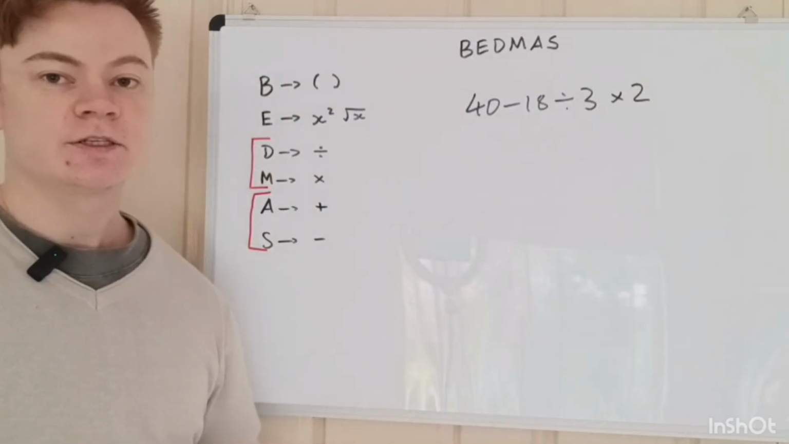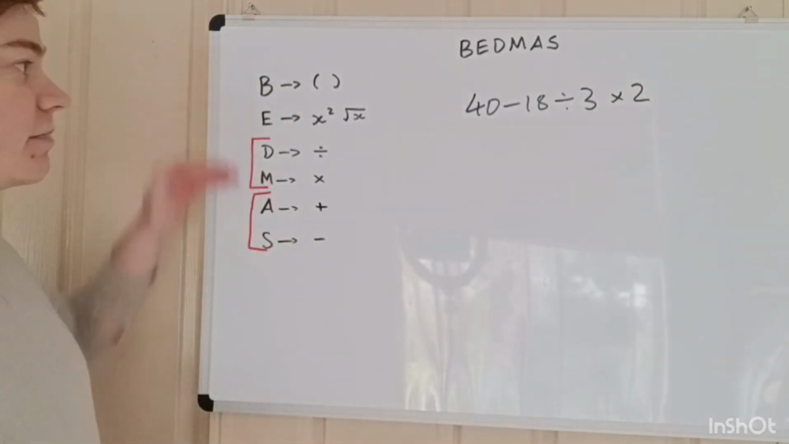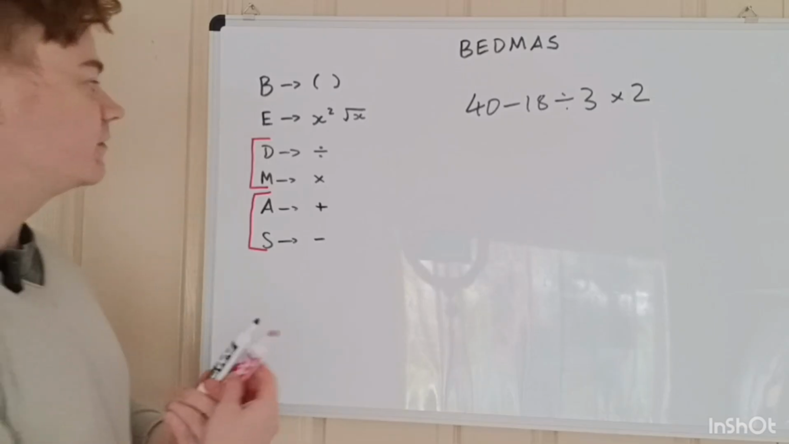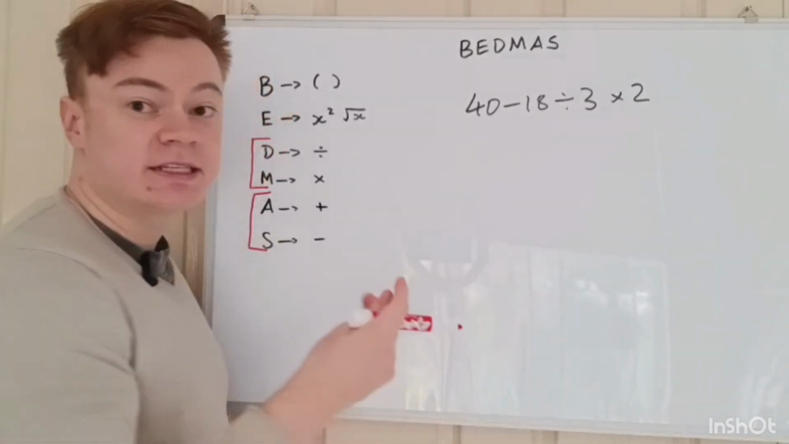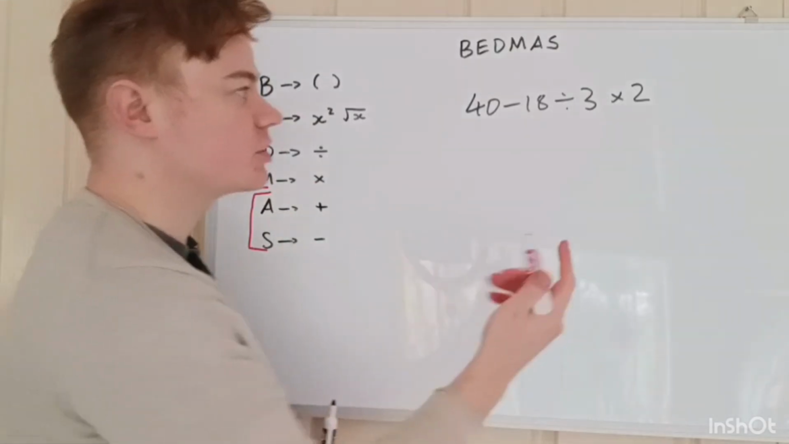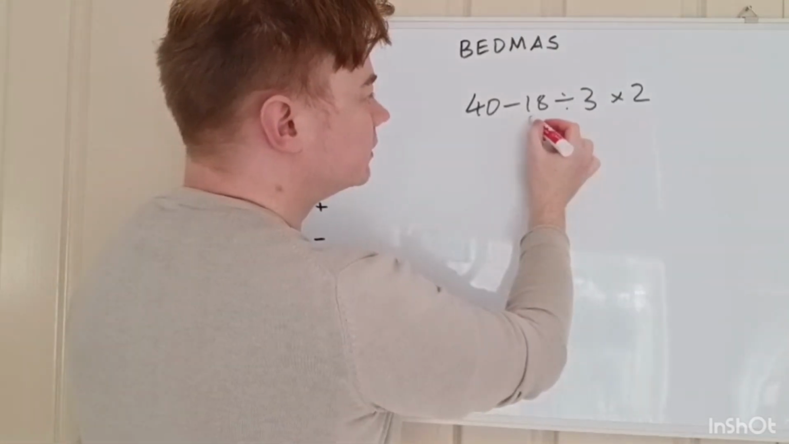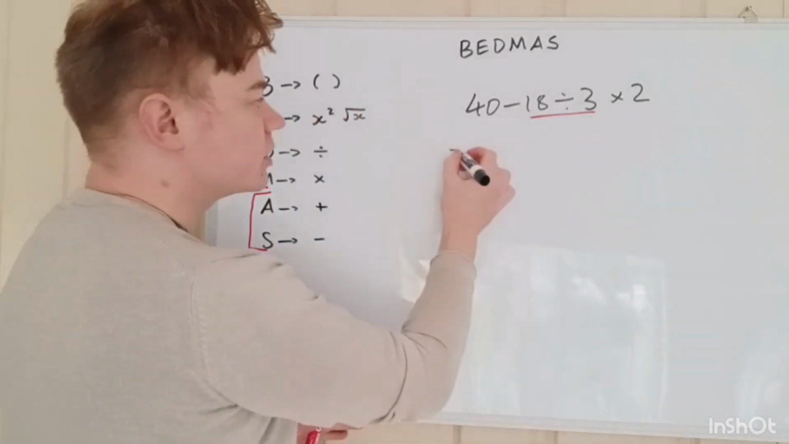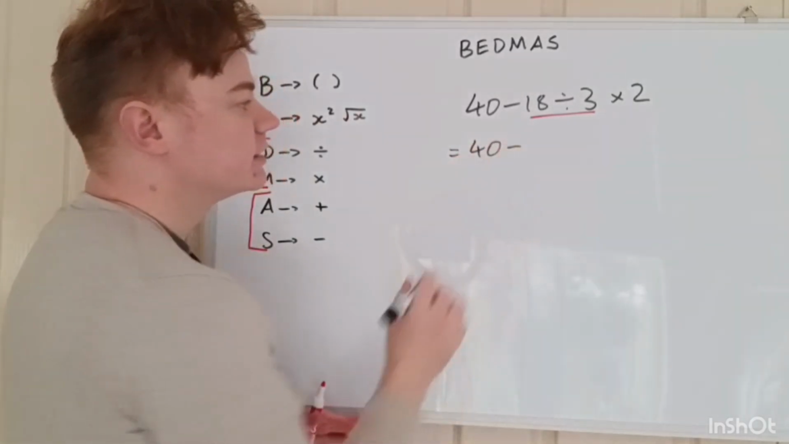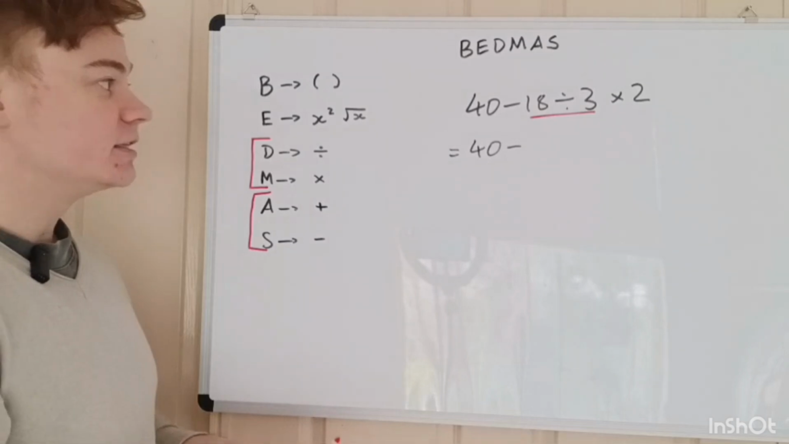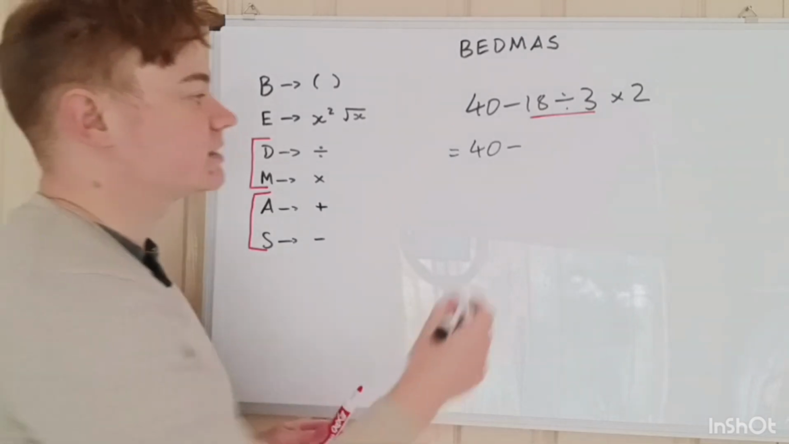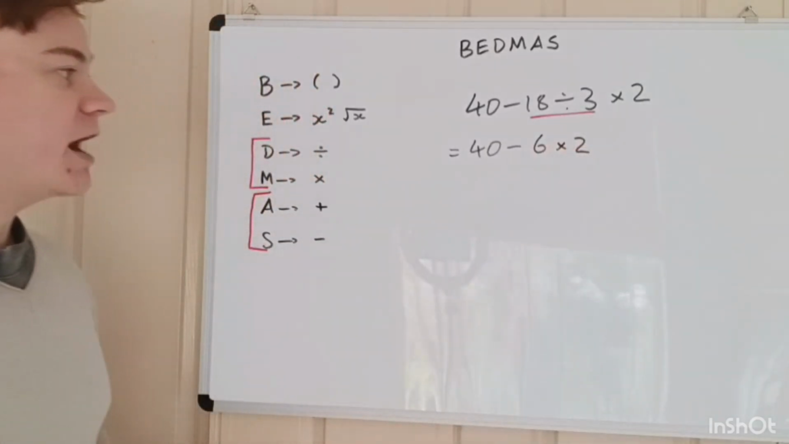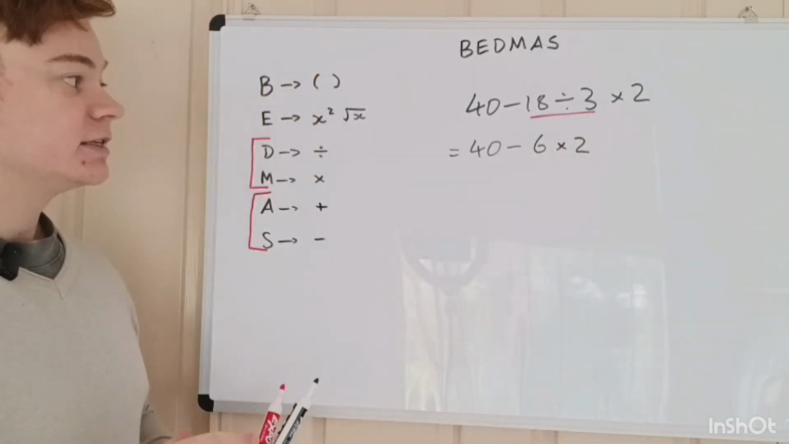Okay, so for this one, again, we're just going to go down our BEDMAS line. We have no brackets, we have no exponents. We do have a division and multiplication. But again, because they're tied for priority, we just go from left to right. So we're going to do 18 divided by 3 first. So the 40 minus stays the same. 18 divided by 3 gets us to 6. And so we have 40 minus 6 times 2.